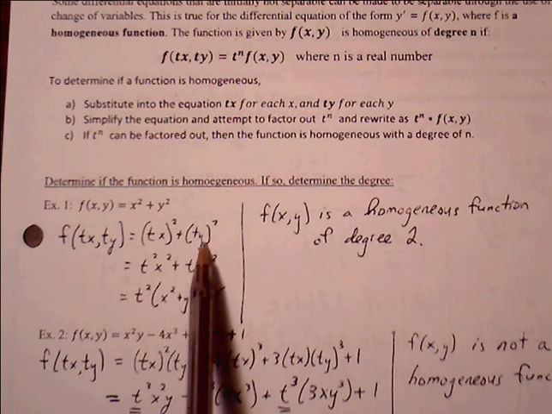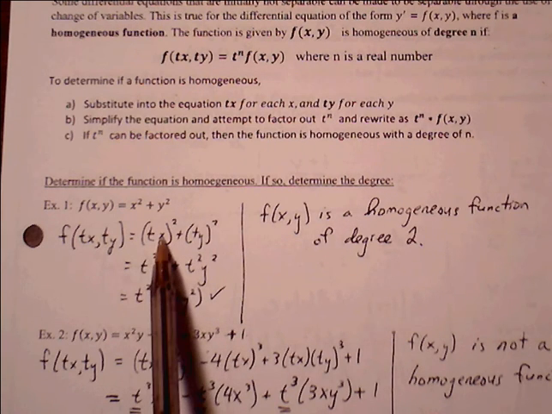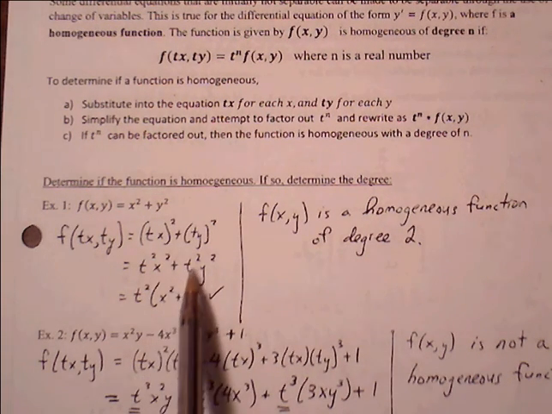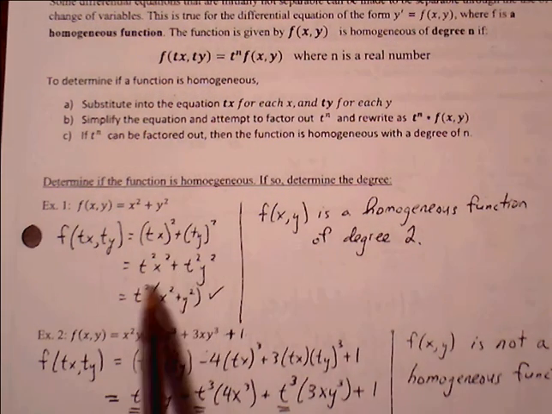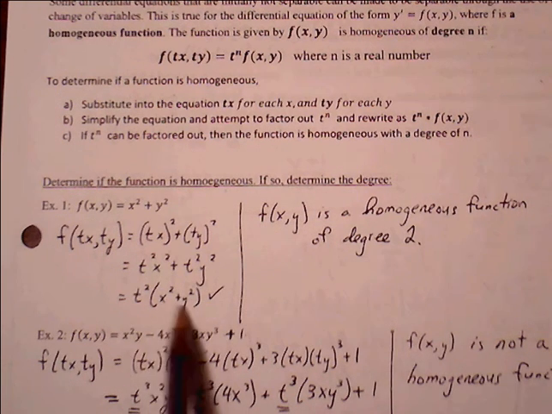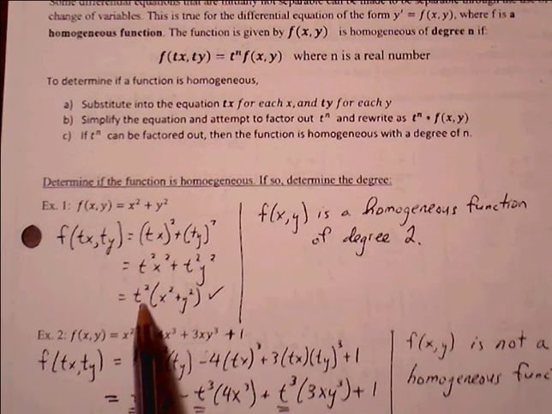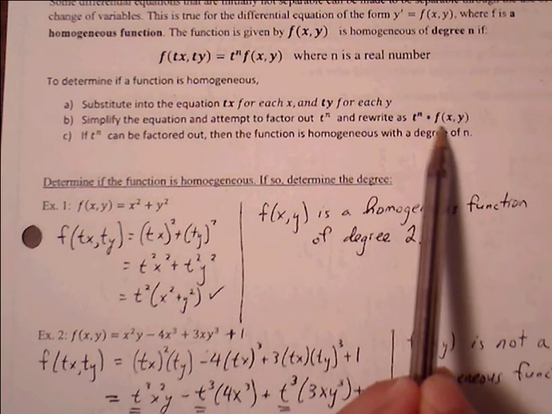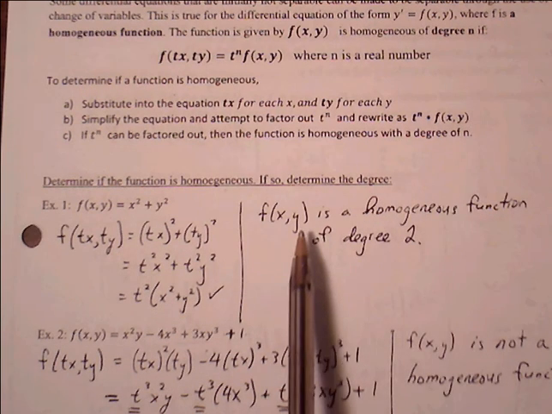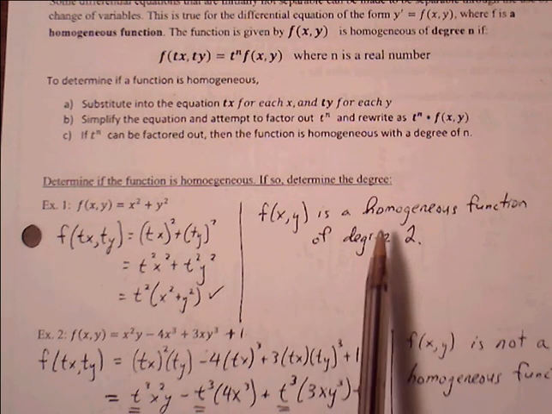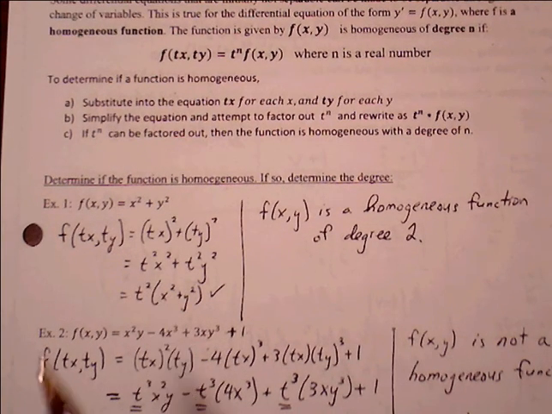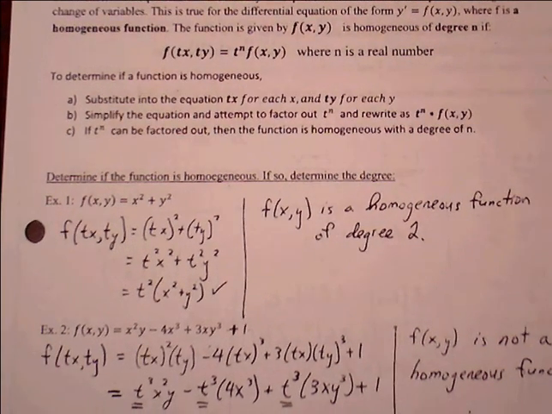Now if we look at this expression here, if we distribute the exponents through, we get t squared x squared plus t squared y squared. We're able to factor out t squared cleanly, leaving x squared plus y squared. So we're able to factor out t to the second power and not have any t's left over. We therefore can say f of xy is a homogeneous function of degree 2, since we're able to factor out a degree of 2.